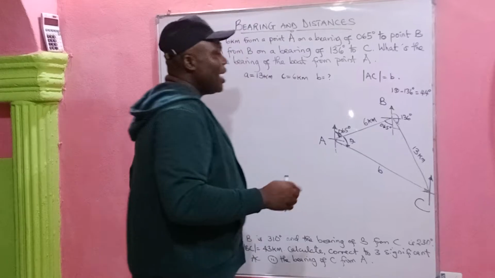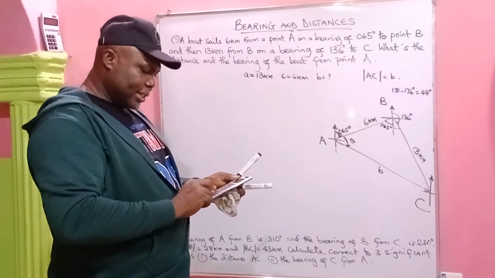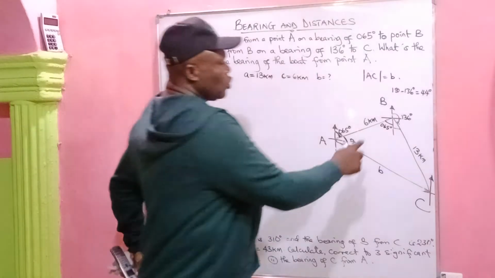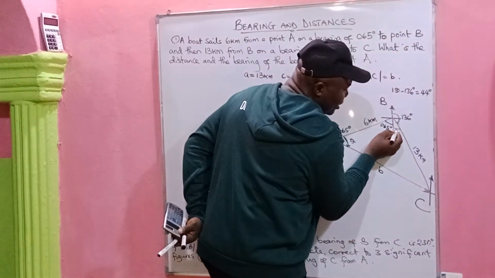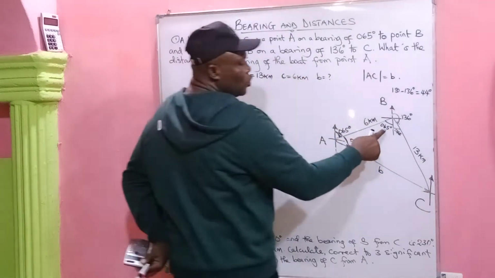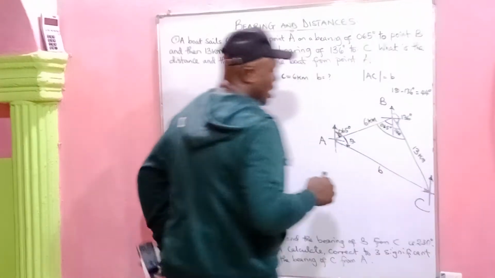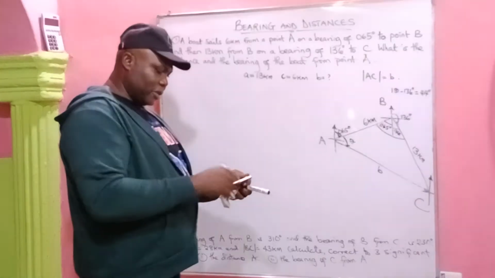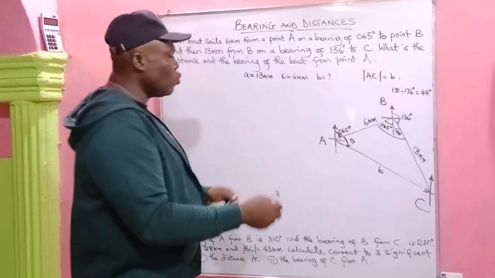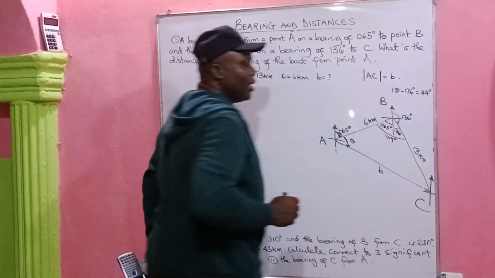Alright? 180 minus 136 will give us 44. So here is 44. So here is 044. It therefore means that if you sum 65 and 44, that will give you the whole angle we have here. 65 and 44 simply give us 109. It means we have 109 degrees in 3 digits.